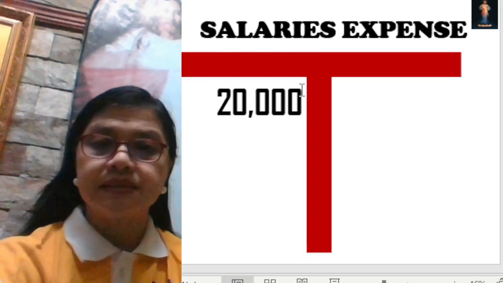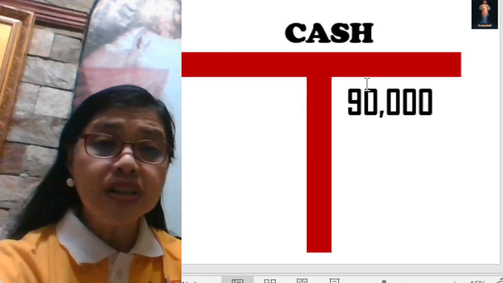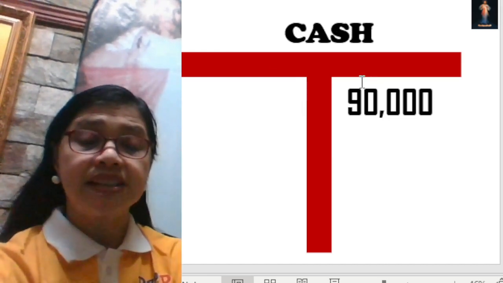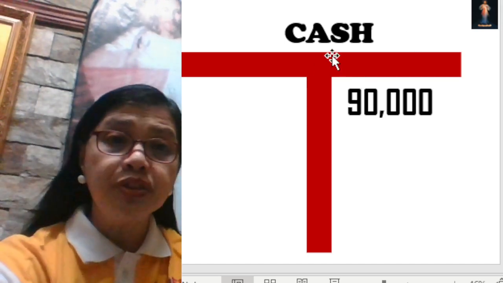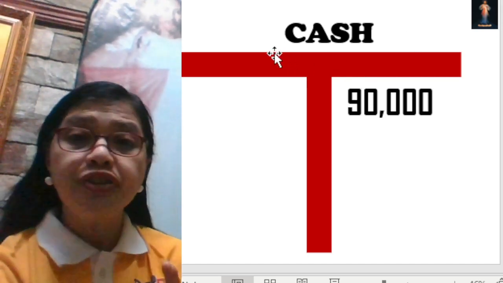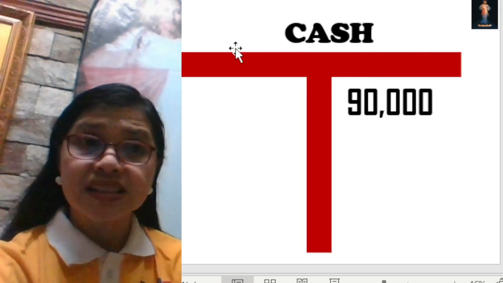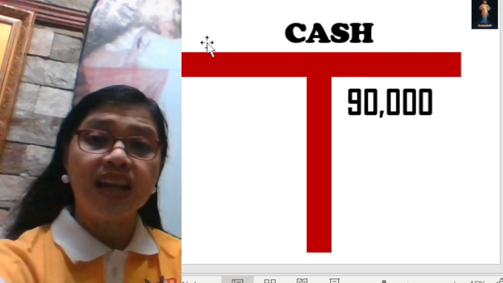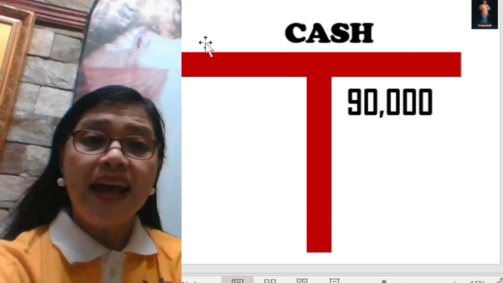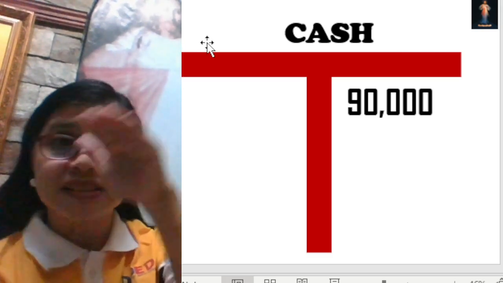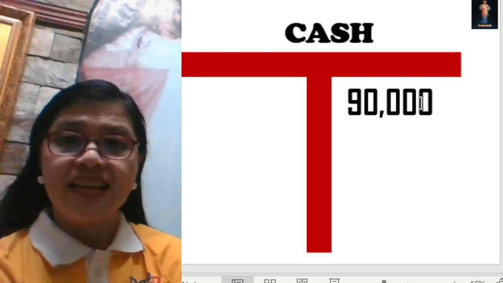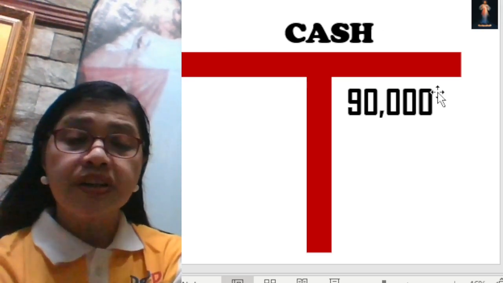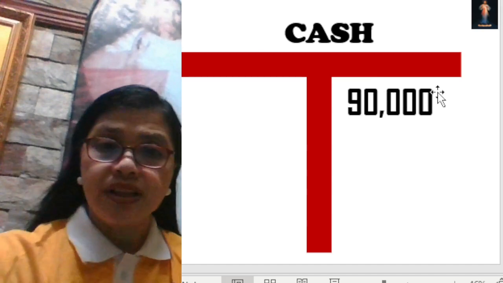Okay? Next, because you have to reduce your cash, because you paid salaries and rent, what do you do with your asset, which is cash? You do the opposite. It has a normal debit balance. And then because you will reduce your assets, you need to do a credit. So you credited your cash by 90,000.